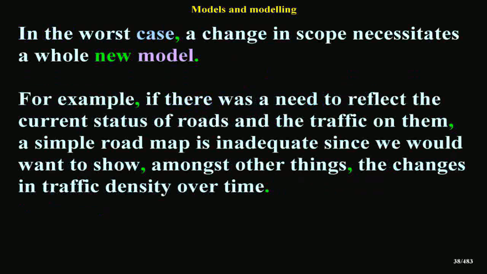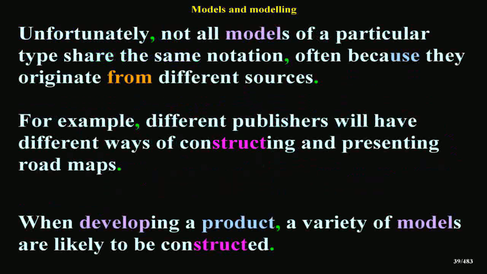For example, if there was a need to reflect the current status of roads and the traffic on them, a simple road map is inadequate since we would want to show, amongst other things, the changes in traffic density over time. Unfortunately, not all models of a particular type share the same notation, often because they originate from different sources. For example, different publishers will have different ways of constructing and presenting road maps.